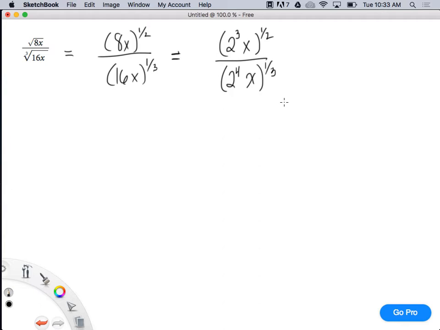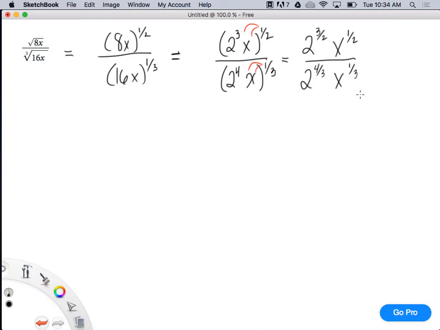If I work with 8 and 16, first off, I would end up with the square root of 8, which is what? I don't know. And the cube root of 16, I don't know that. Right? So I can't work with those. So I've got to change it to bases being 2. Now that I've changed that, what do I do with this exponent? Distribute it in, basically. Yep. And same with this one. So it's 2 to the 3 times 1/2 is 3/2. X to the 1/2. All over 2 to the 4/3. X to the 1/3.